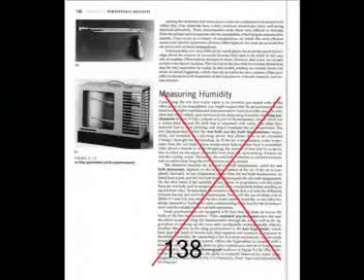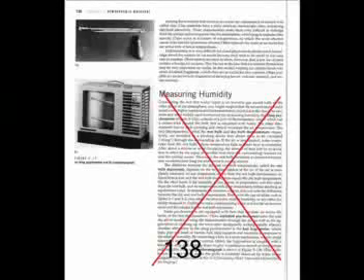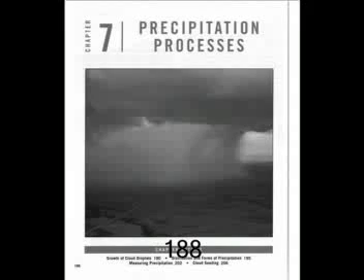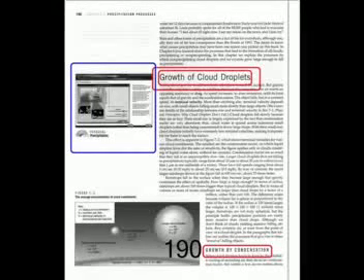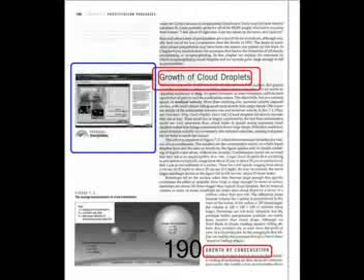Alright, then you can stop at the middle there of page 138 and jump ahead to page 188, which is on the chapter about precipitation processes in the atmosphere. Alright, so we go past this little introductory material, and we find out that there has to be growth of cloud droplets. Make sure you understand why droplets have to grow.